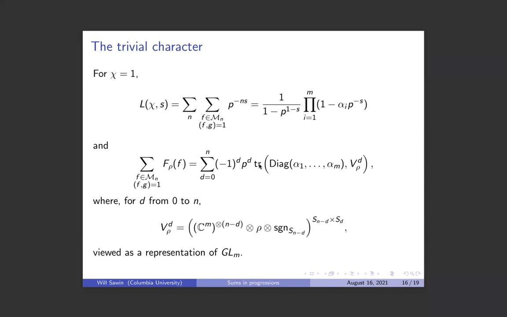It's going to be an alternating sum from d equals 0 to n of p to the d minus 1 to the d times the trace of some diagonal matrix with entries alpha_1 through alpha_m on the dth representation in some sequence, where the sequence is defined by: you take rho and restrict it to S_{n-d} times S_d. You take the (n minus d)th tensor power of an n-dimensional vector space. You take the sign representation only on the S_{n-d} factor, and you tensor those all together before taking S_{n-d} times S_d invariants. And that produces a representation I'll call V_rho.